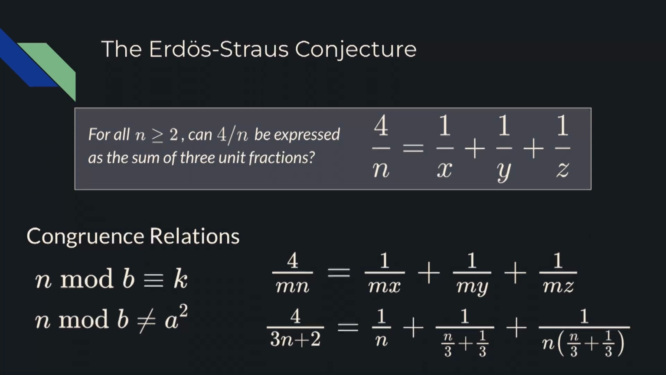It has also been proven that certain values of n have solutions based on their remainder modulo some number. For example, if n is 2 mod 3, then 4 over 3n plus 2 equals 1 over n plus 1 over n over 3 plus 1/3 plus 1 over n times n over 3 plus 1/3. These are called congruence relations or modular identities. Such relations can only exist for numbers whose remainders are not perfect squares, called quadratic non-residues.